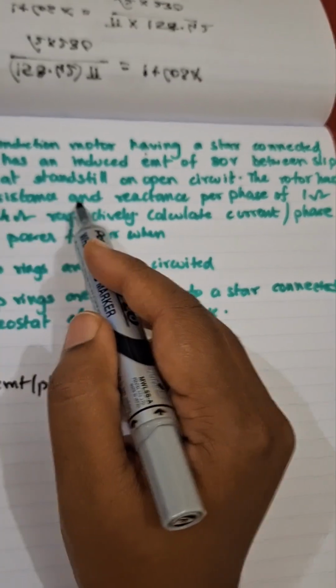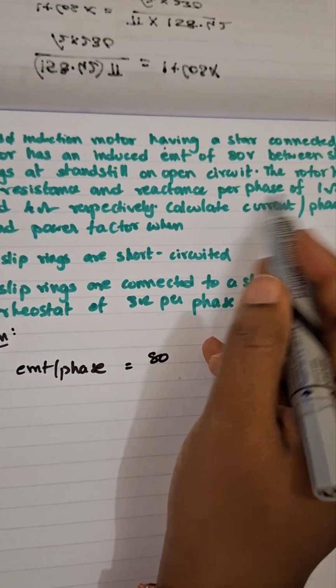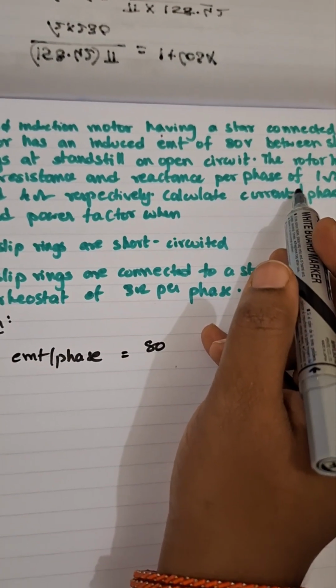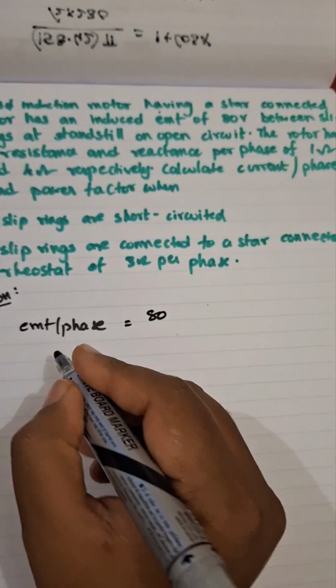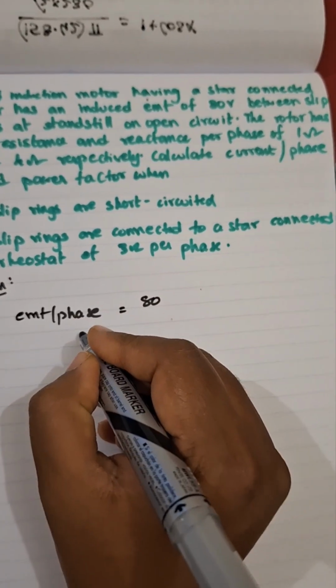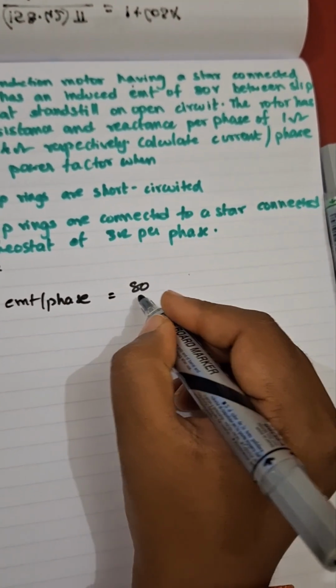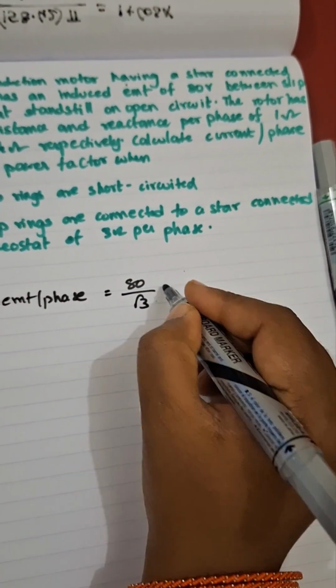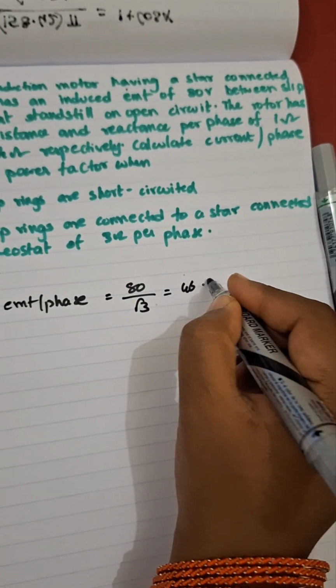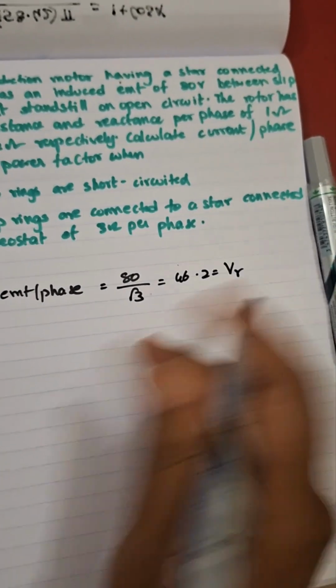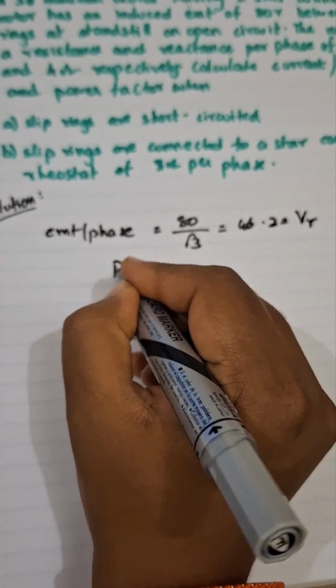The rotor has a resistance and reactance per phase. So rotor resistance and reactance are given. Per phase means we should divide by root 3. 80 by root 3 will give you 46.2, which is our VR, the rotor voltage. Okay.